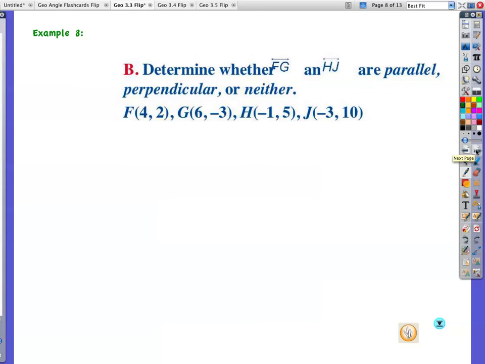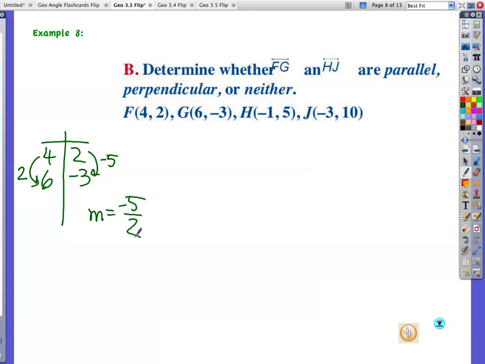Example 8. Kind of the similar kind of setup. Let's take a peek and see. This time I'm going to do this way. 4, 2, 6, -3. The change from 2 to -3 is -5. The change from 4 to 6 is 2. So the slope on this one is -5/2.